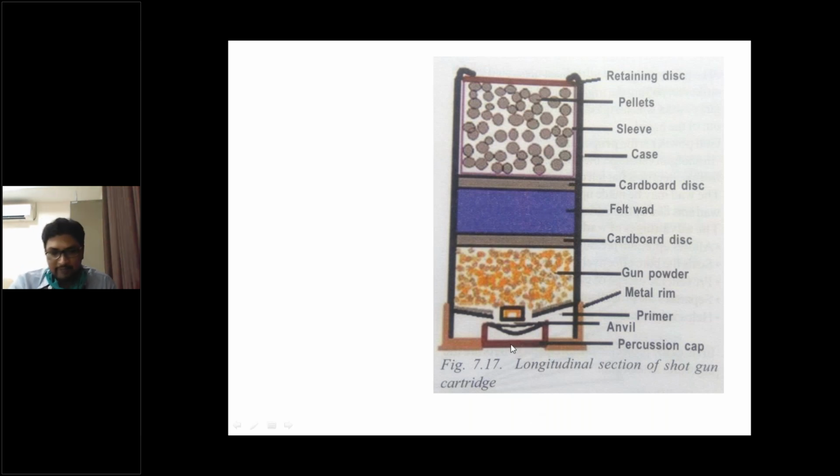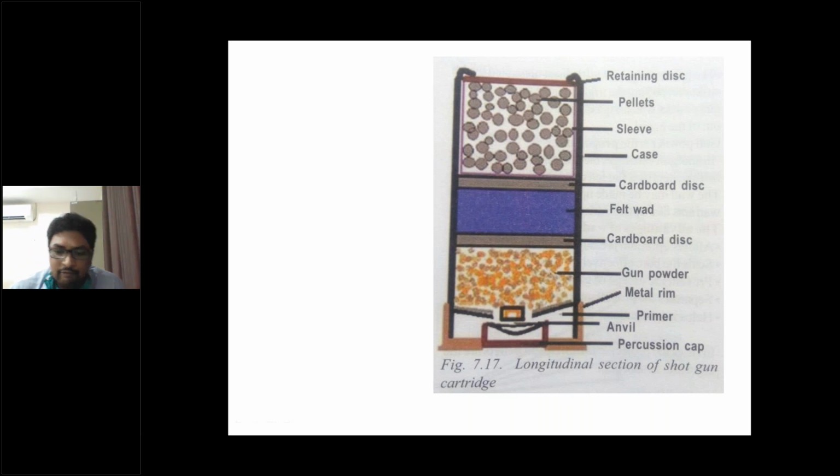So whenever the firing pin hits the primer, the primer will ignite and produce a spark, and then this spark will ignite the gunpowder that is present above it or in front of it. This gunpowder will produce a lot of gases, and these gases will push the cardboard, the wad, and then again the cardboard. Thereby the entire thing will go, and it will push the pellets forward.